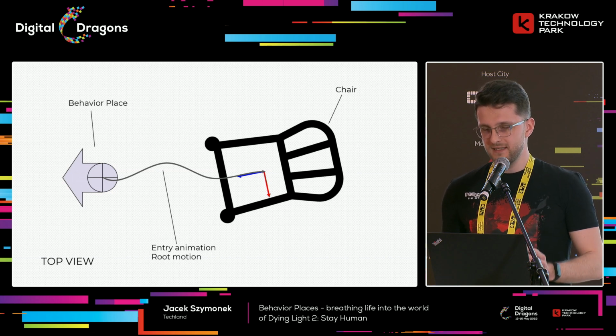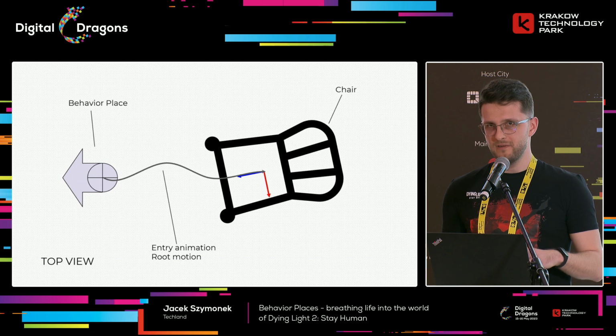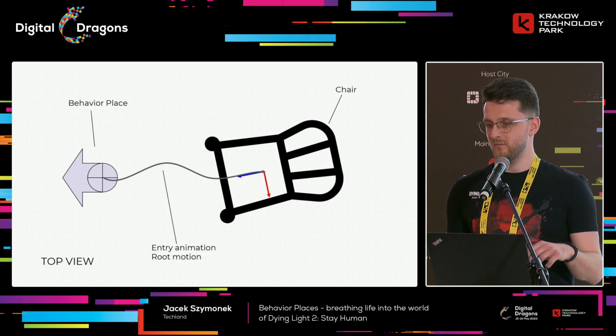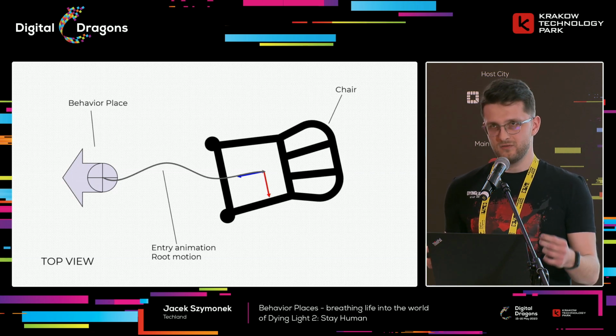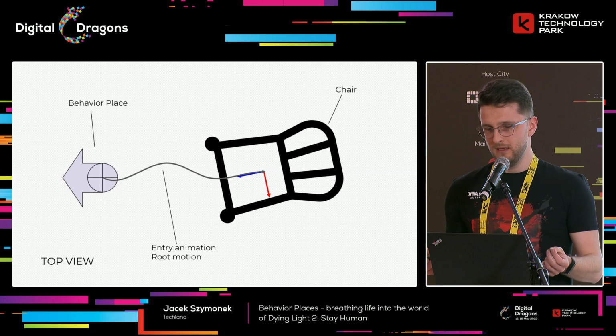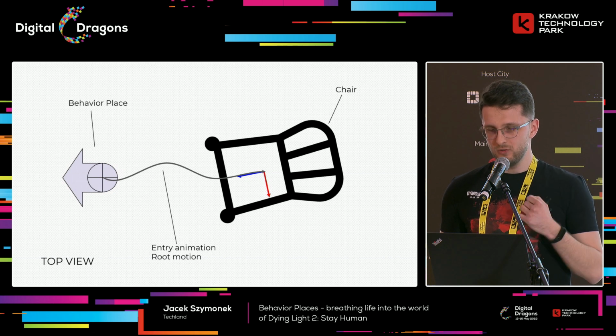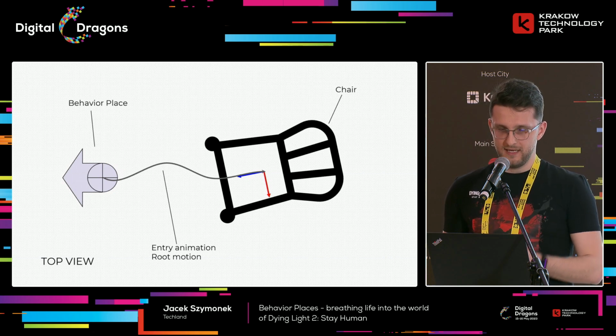However, with this setup, level designers have two variables to account for. They must place both the behavior place and the chair on the scene, and they need to be placed relative to each other perfectly. And if the entry animation changes, one or the other must be moved around. So, of course, this is too error prone, and this is a huge maintenance burden. We had to improve it.